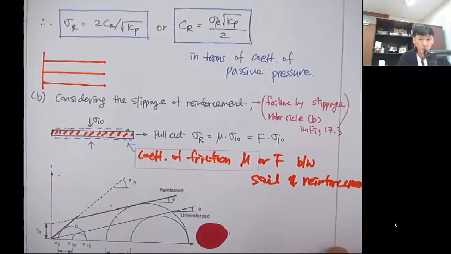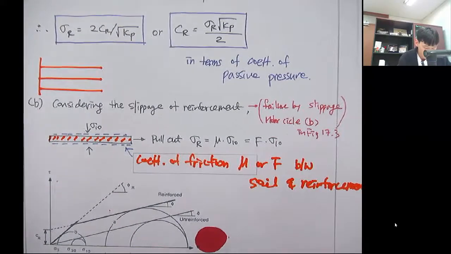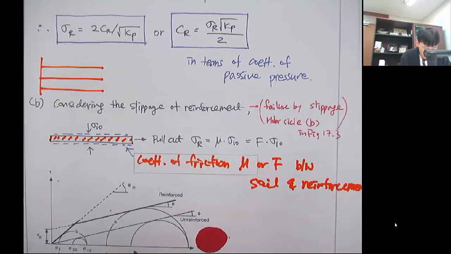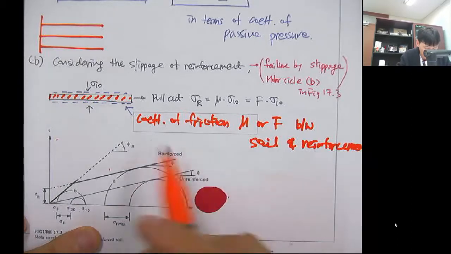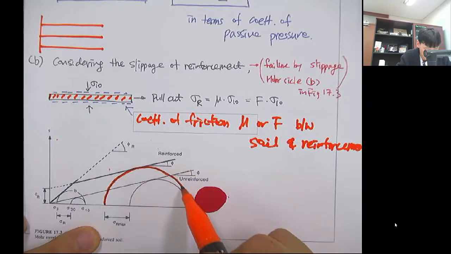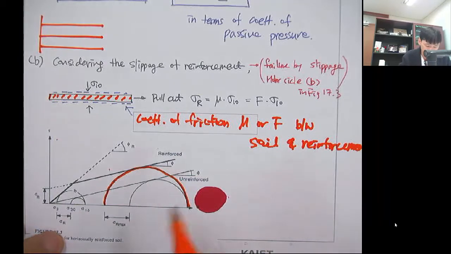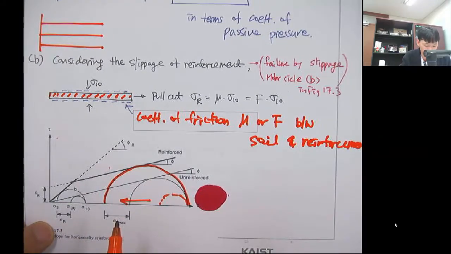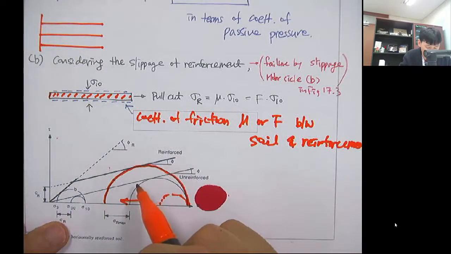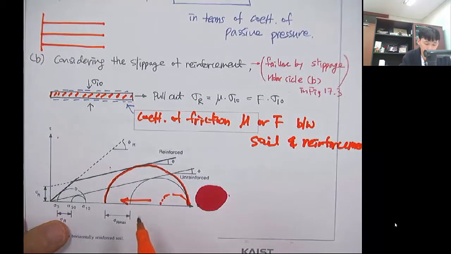Okay, let's compare the slippage failure and the rupture failure here. When the rupture failure occurs, in the case of the reinforced soil, you have this kind of a Mohr circle. So initially, the stress will be like this, and as the wall moves, in the active case, it moves to the left side, so the circle gets bigger, so that it's going to touch some shear failure envelope for the reinforced soil, and we can consider that as the addition of cohesion.